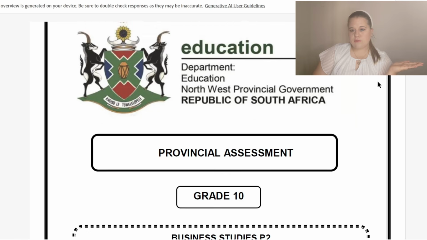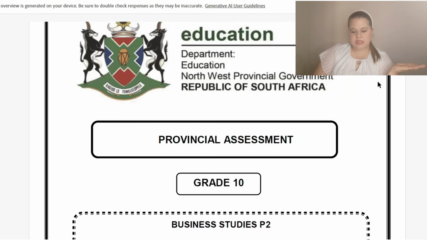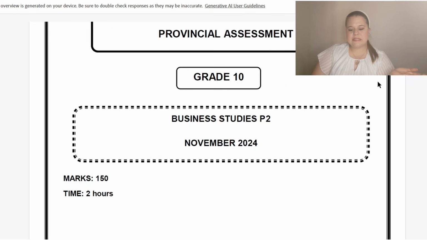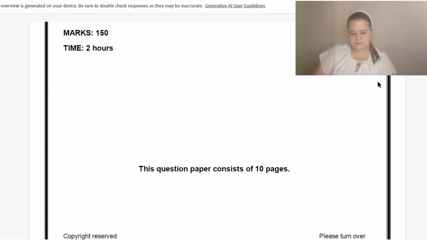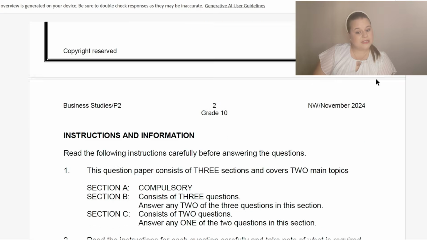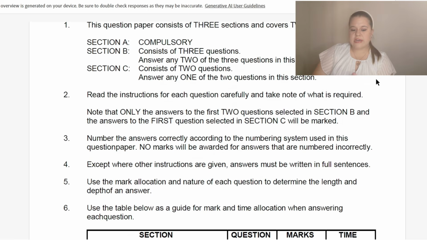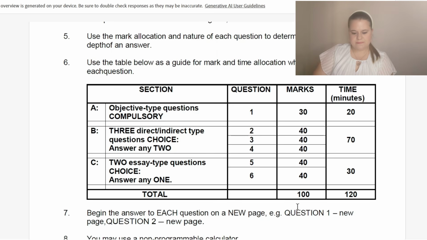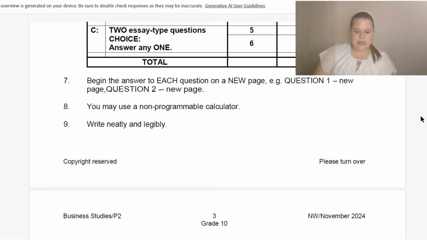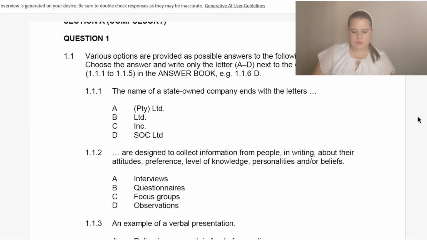Another one from the Northwest Provincial Government, grade 10, business studies, paper 2. Again, 150 marks, 2 hours. Once again, we are reminding you, section A is compulsory. Section B consists of 3 questions, you answer 2. Section C, 2 questions, you answer 1. And here's your timing again. Okay, section A, question 1.